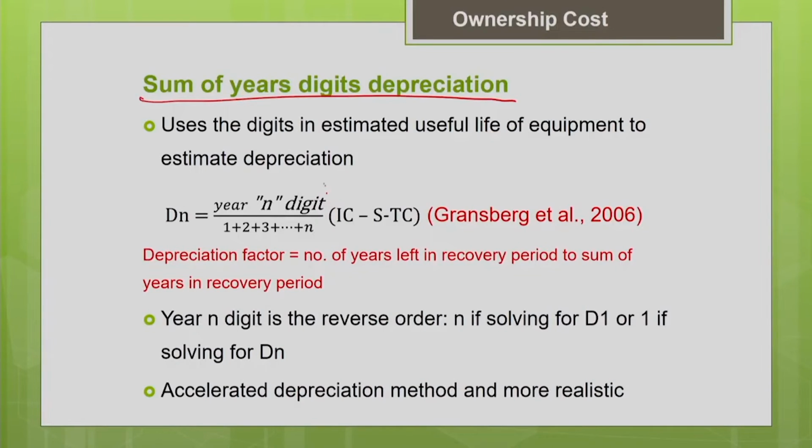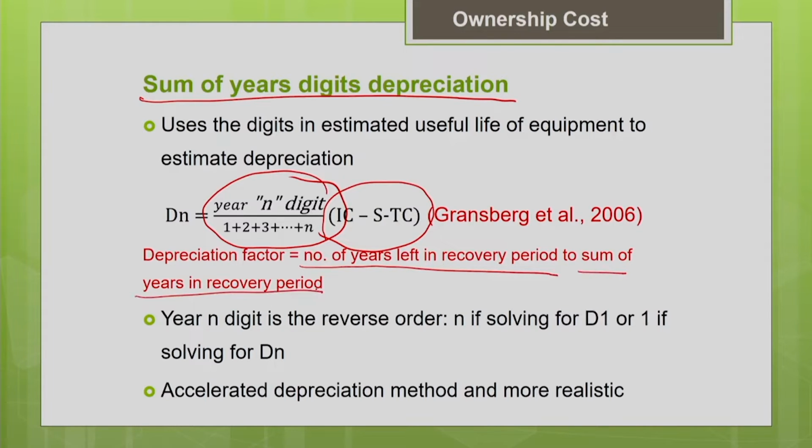So how do you calculate here? Annual depreciation is nothing but your depreciation factor multiplied by initial cost minus salvage value minus tire cost. This is the depreciation factor or the rate of depreciation for this method. How do you calculate this depreciation factor? It is nothing but number of years left in the recovery period to sum of the years in the recovery period. This is how we calculate the depreciation factor.